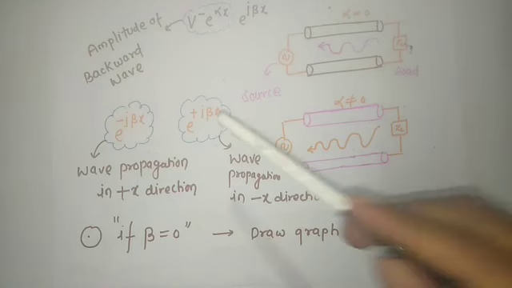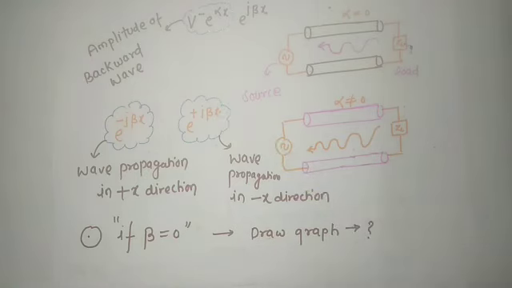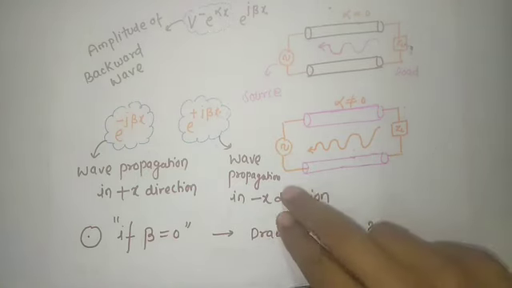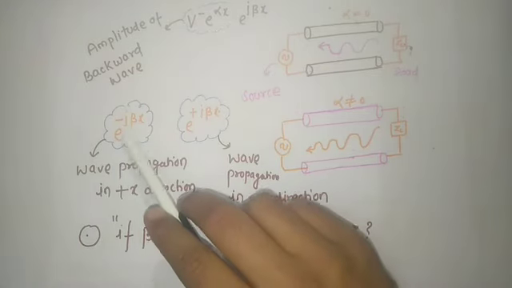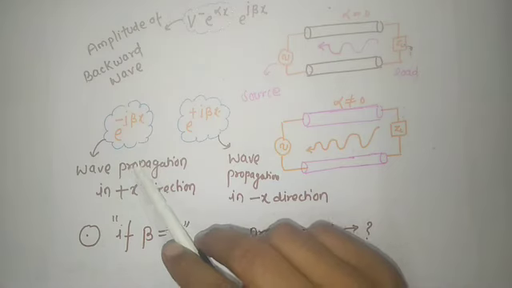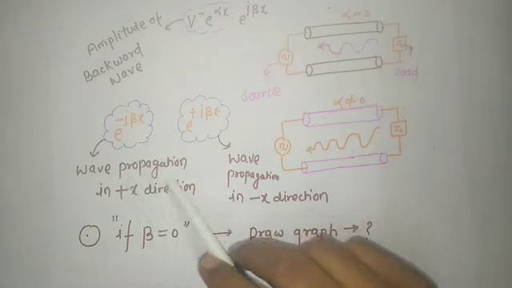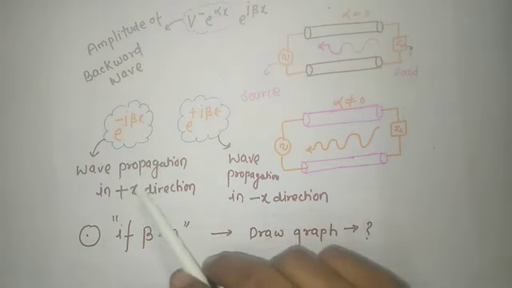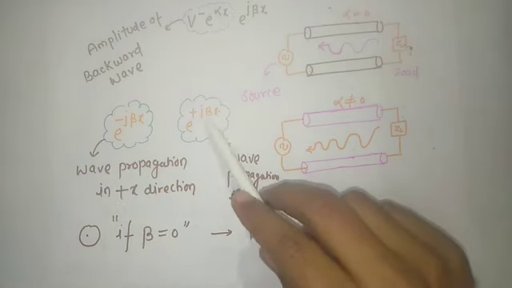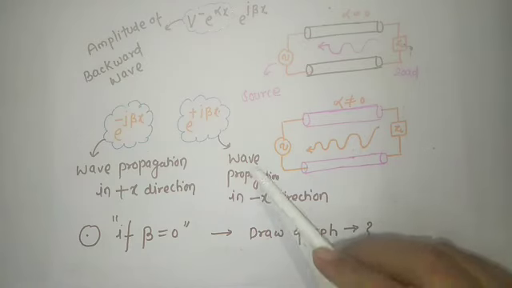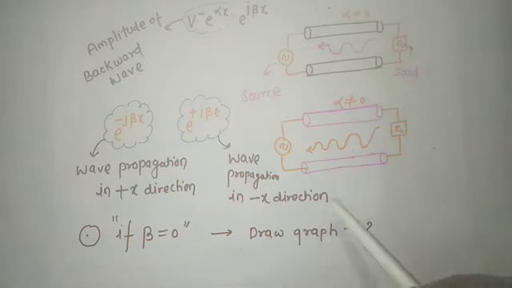Okay, how can we identify which one is the backward traveling wave and which one is the forward traveling wave? The answer is, if you get e power minus j beta x, then you directly say it is wave propagation in the plus x direction. If you get e power plus j beta x, then you say the wave is propagating in the minus x direction.